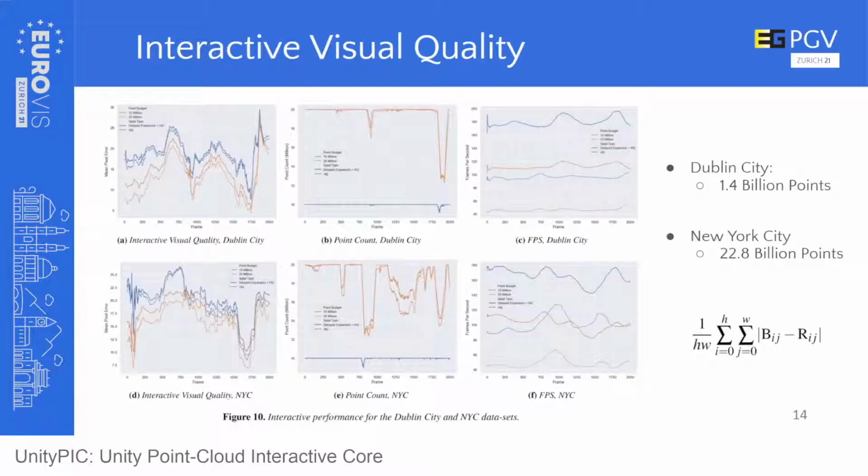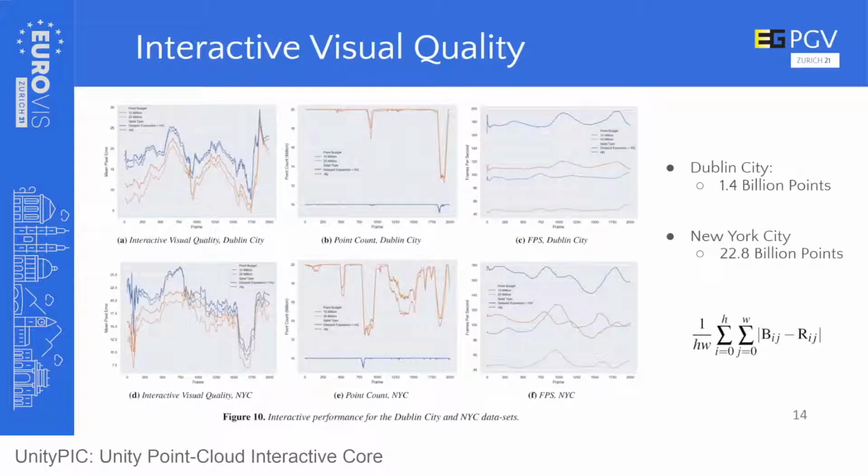For the purpose of comparison, the results with and without approximate rendering, or in the graphs it's called delayed expansion, are both included. On the left, the interactive visual quality shows the mean pixel error across all the frames. The mean pixel error is in general maintained below 30, meaning there is a maximum of about 12% difference overall. The additional error introduced by the approximate rendering is less noticeable for 10 million points and much more noticeable for 20 million points.